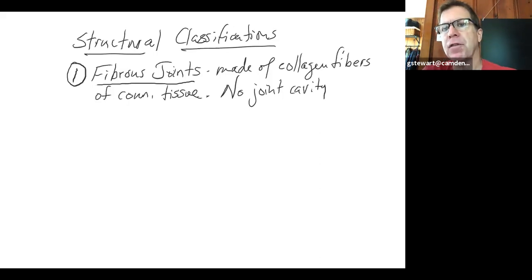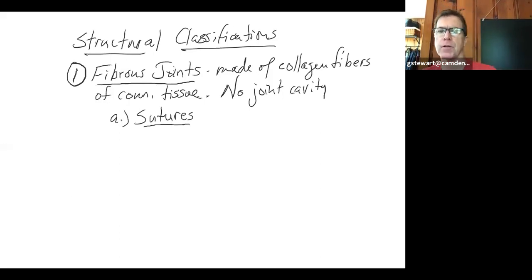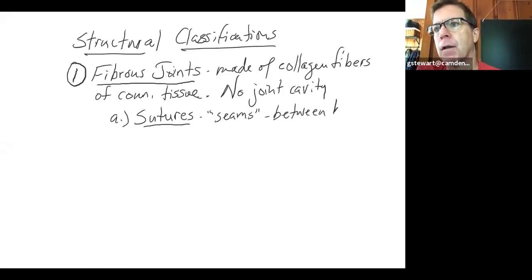So now we're going to do this, there's 3 subcategories of fibrous joints. I'm going to use letters instead of numbers here. First subgroup are sutures. I know you know this word, not from a surgical suture, but from a bone suture. These are formed between, they're also called seams, and they're only found between bones of the skull.